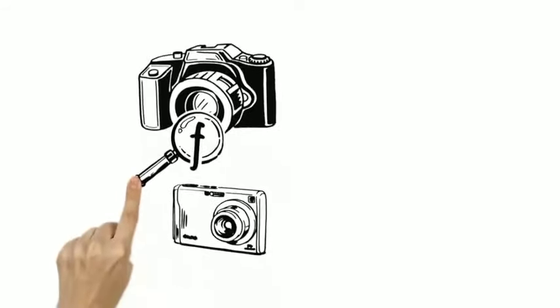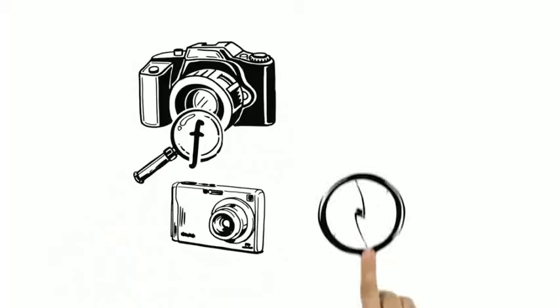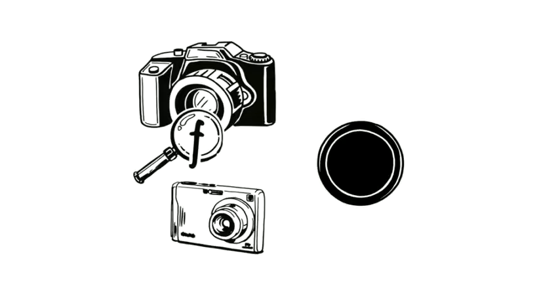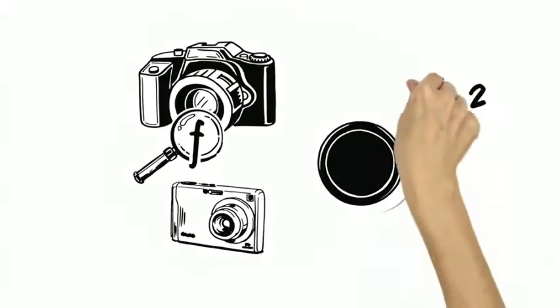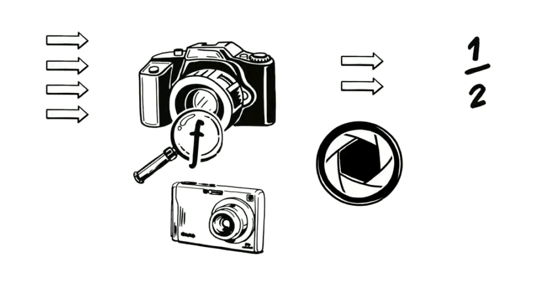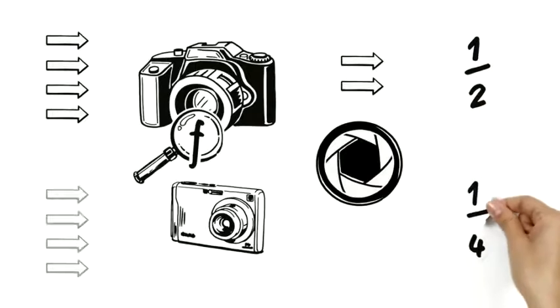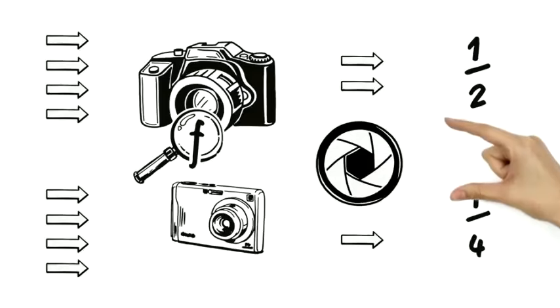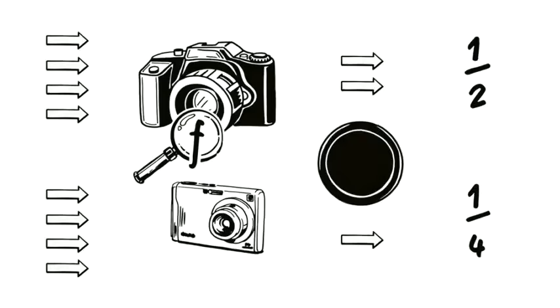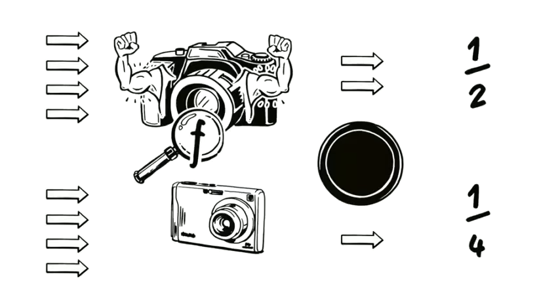The F number, or focal ratio, specifies up to how far the curtains can be opened. At f2, only halfway. At f4, only a quarter of the way. So, the lower the number, the more light can pass through a particular lens.